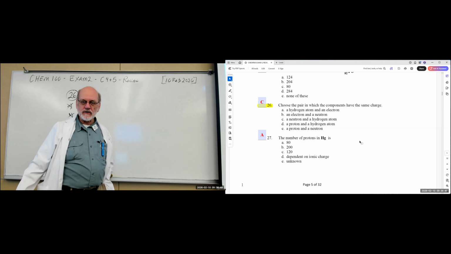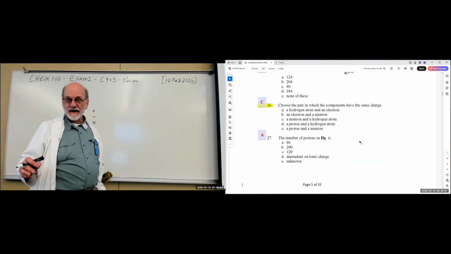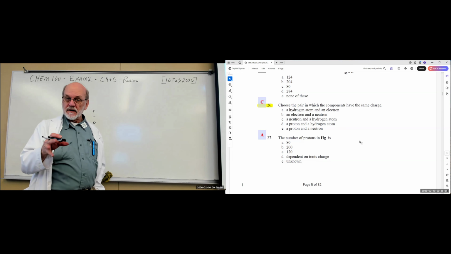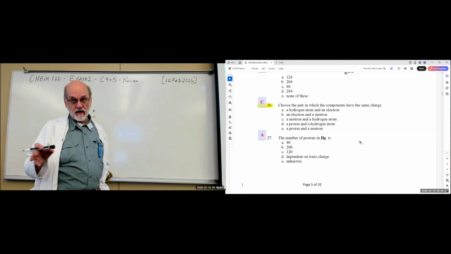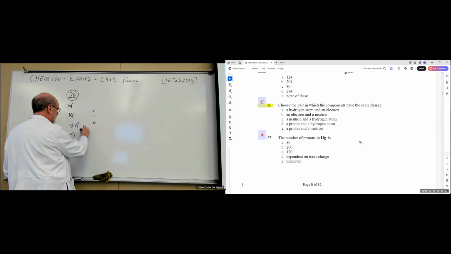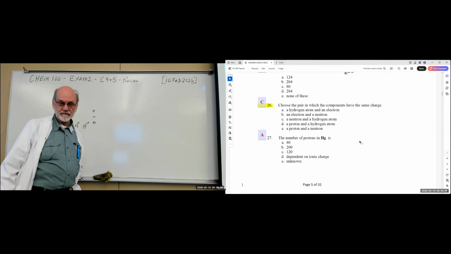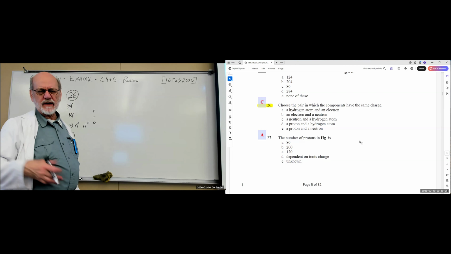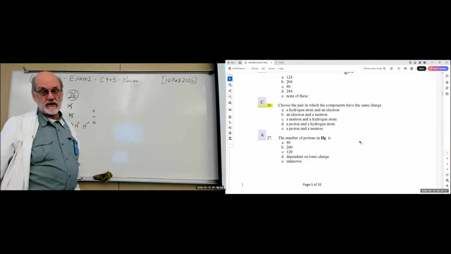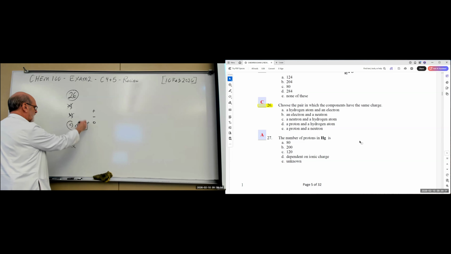A neutron and a hydrogen atom, they're both neutral. They're different, but we're only interested in the charge. So a neutron and a hydrogen atom are both neutral. There's your answer. A proton and a hydrogen atom, proton and neutron, they're different charges. So we can throw these out also. C is your correct answer.